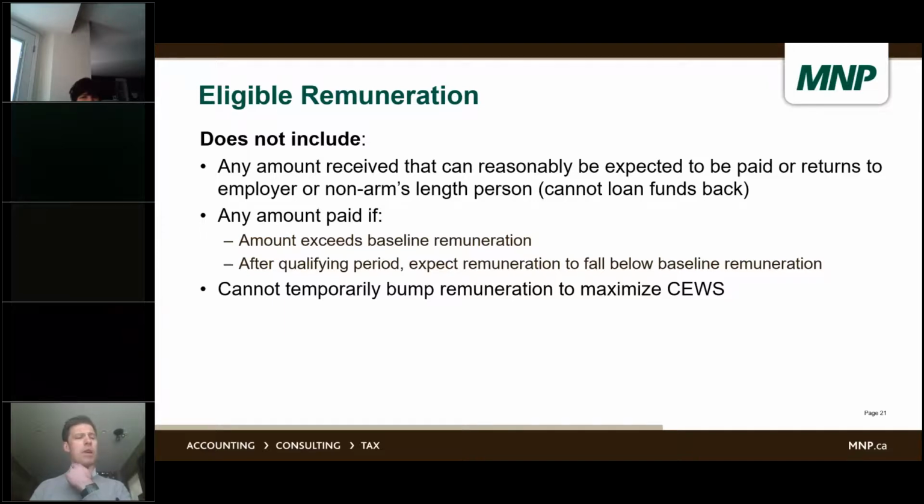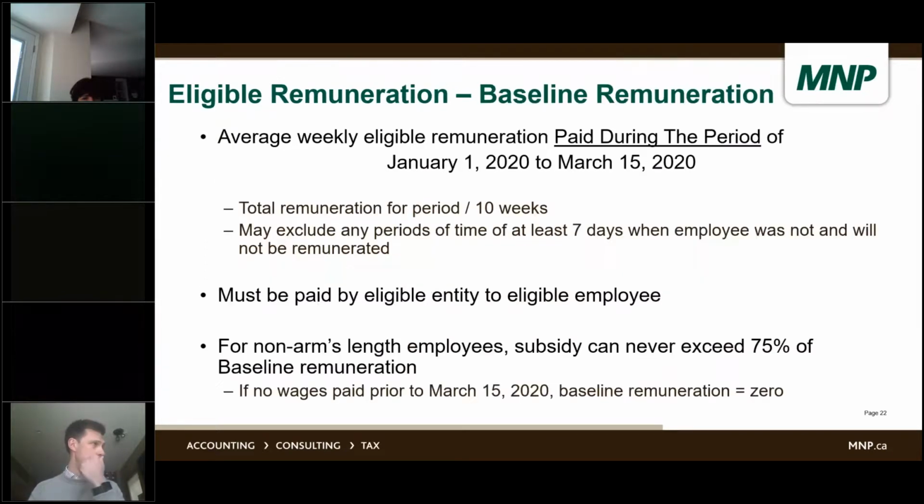You have to have basically been on payroll for that baseline period of January 1 to March 15th in order to be eligible. If you or a non-arm's length person or family member was not on payroll during that period, the formulas that I just showed you will calculate a wage subsidy of 0. If you were on payroll for that period, you have to figure out what your average weekly pay was for that non-arm's length person. And only that is going to be the maximum amount eligible, up to that 847. So it is very, very important to look carefully at that in the case of non-arm's length people.